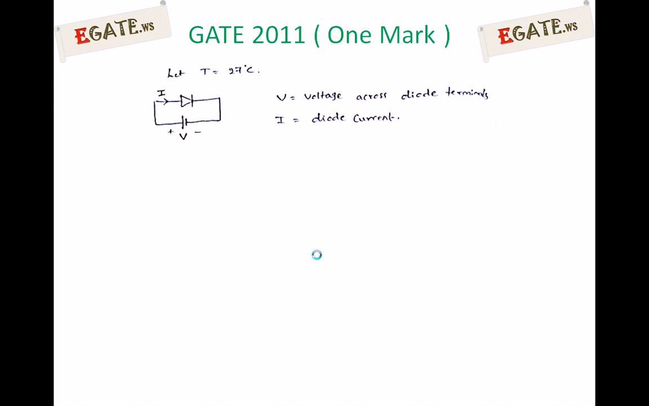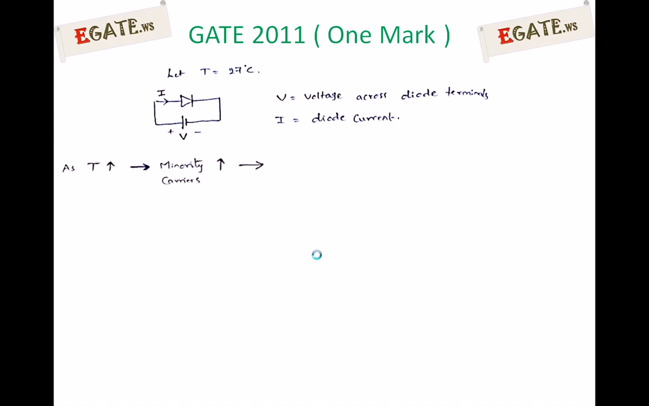Since the P side of the diode is more positive than the N side, the diode is under forward bias and a current I exists. V is the voltage across the diode terminals, and I is the diode current. It conducts at room temperature, that is 27 degrees centigrade, and we are going to move this experiment to some other temperature. As temperature becomes higher, what happens to current as well as voltage? In general we will discuss first, later we will go for the question.